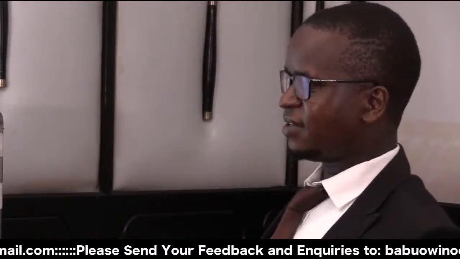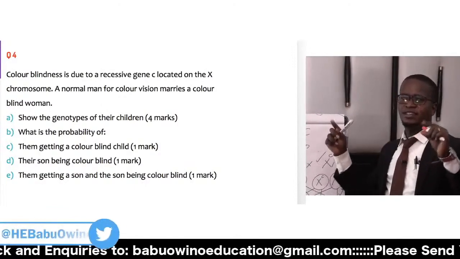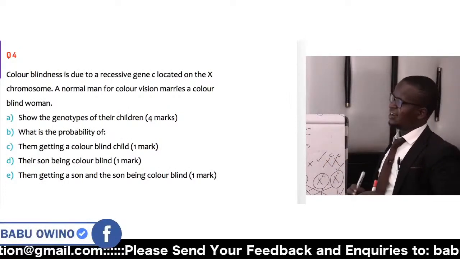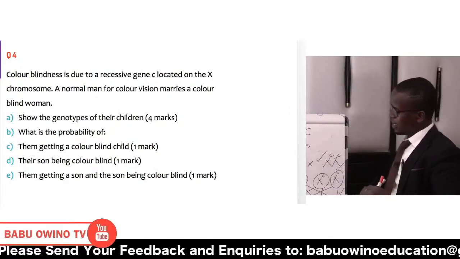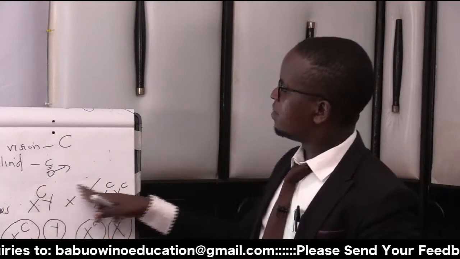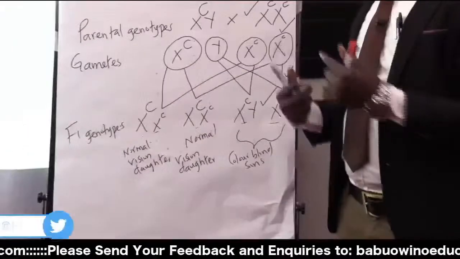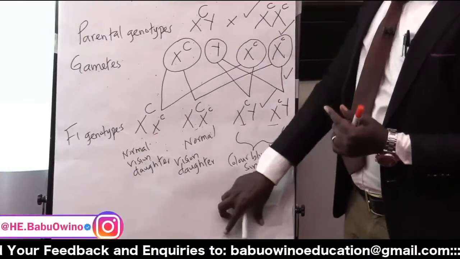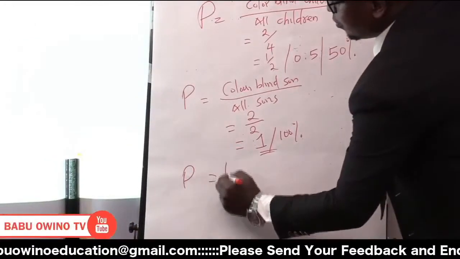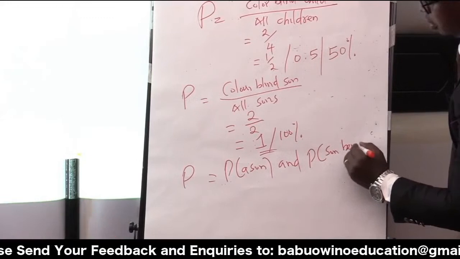But then let's look at that interesting case. What is the probability of them getting a son and the son being colorblind? That question is having two events we have to think about. We have to look at the probability of, first of all, this family. What is their probability of getting a son? And then what is the probability of that son being colorblind? So, disregarding the gene for colorblindness and normal vision, ideally, every crossing will usually give you two daughters and two sons. So the probability of getting a son or a daughter is always 1/2 or 50%. So that third question has got two probabilities. It is going to be probability of a son and probability of son being colorblind.